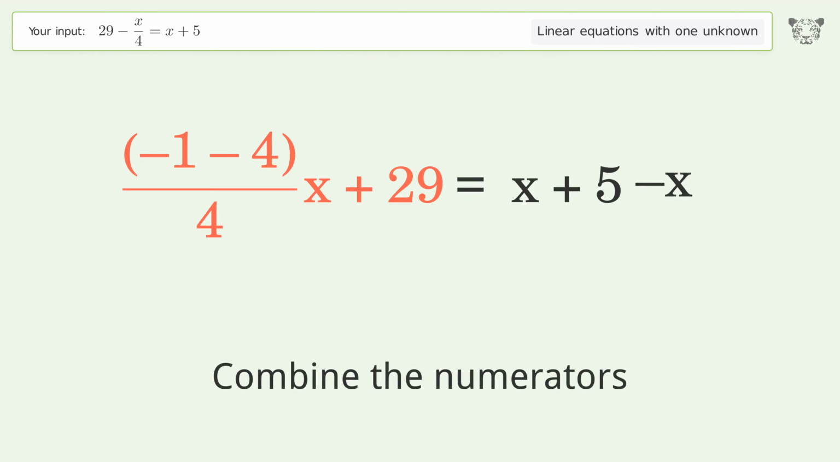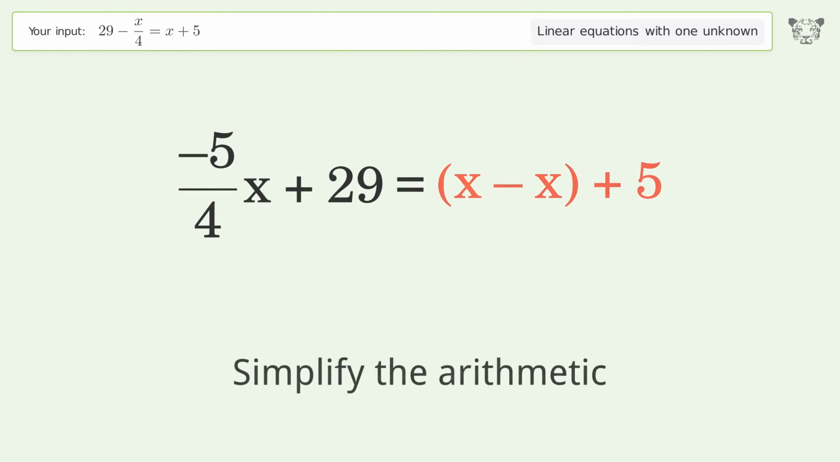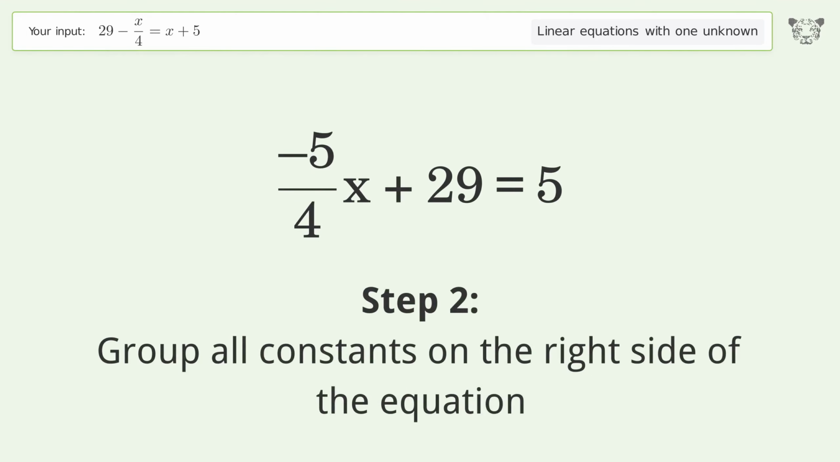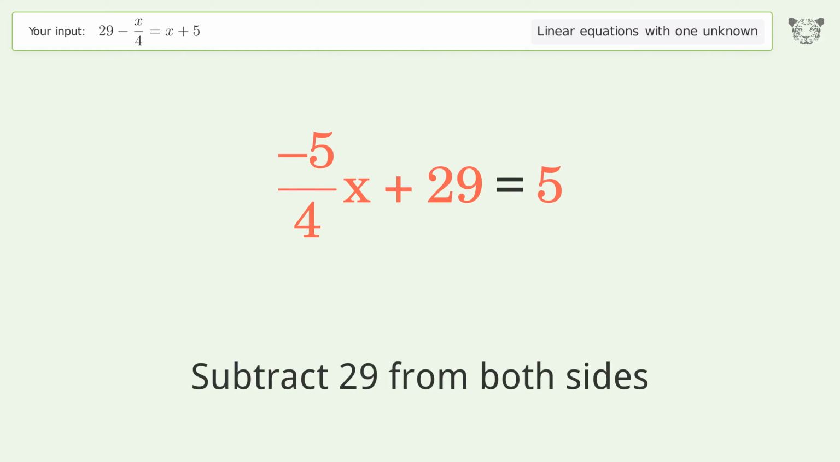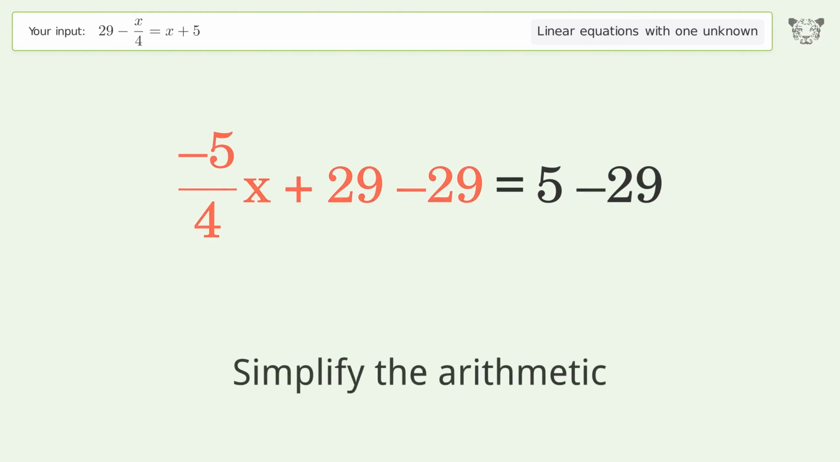Combine the numerators. Group like terms. Simplify the arithmetic. Group all constants on the right side of the equation. Subtract 29 from both sides. Simplify the arithmetic.